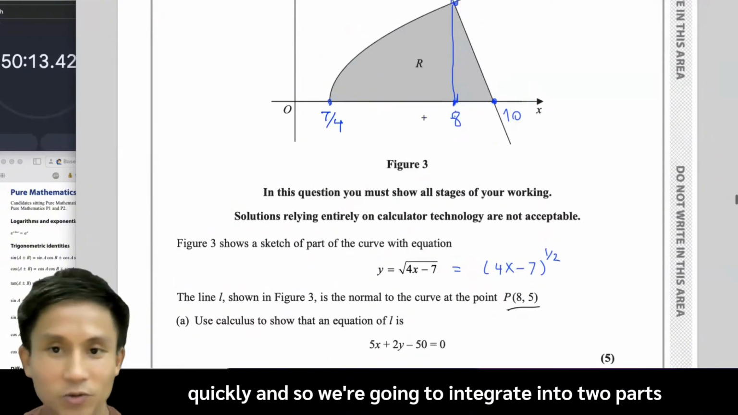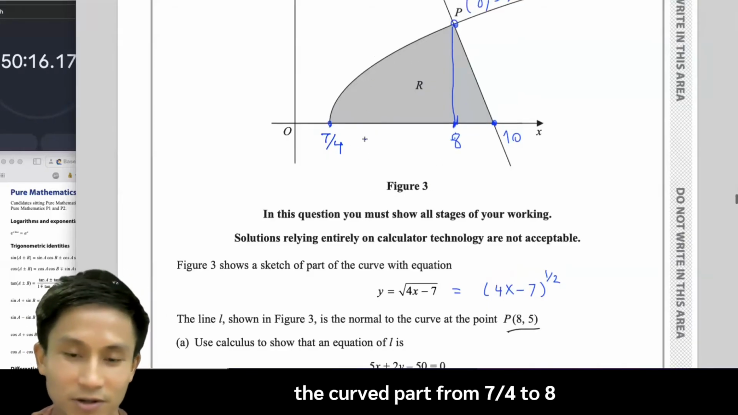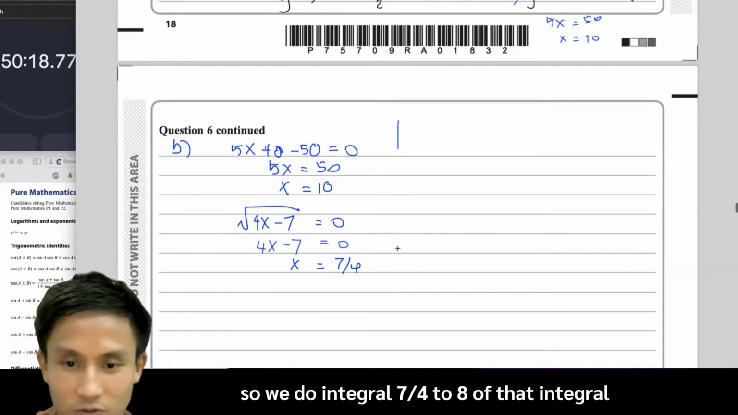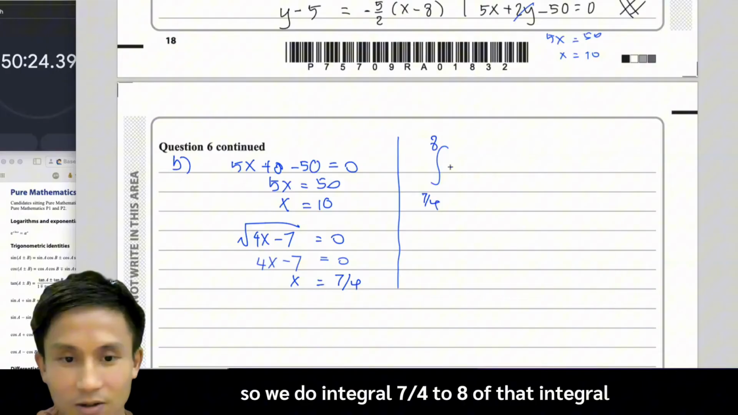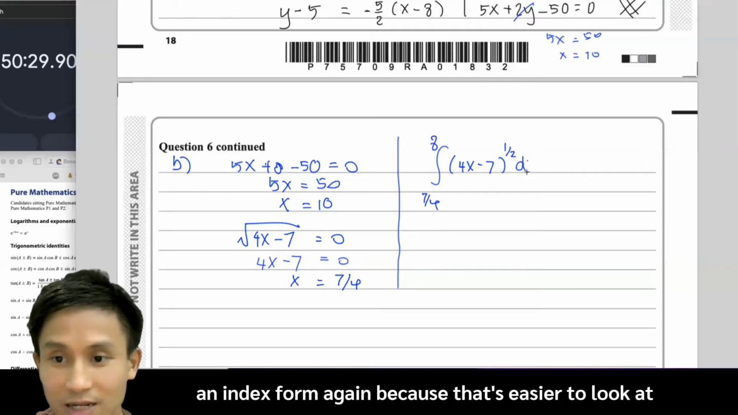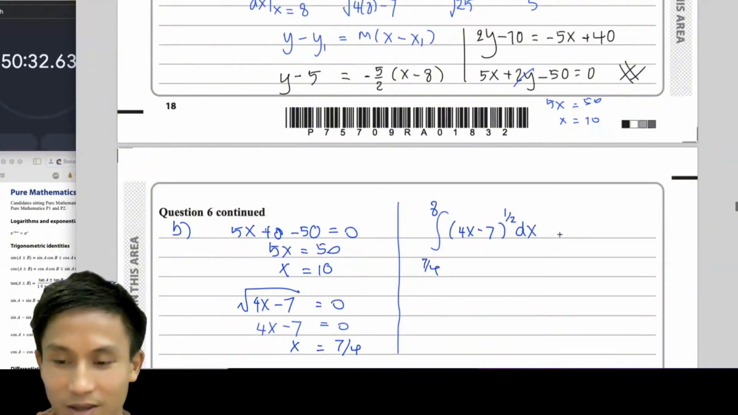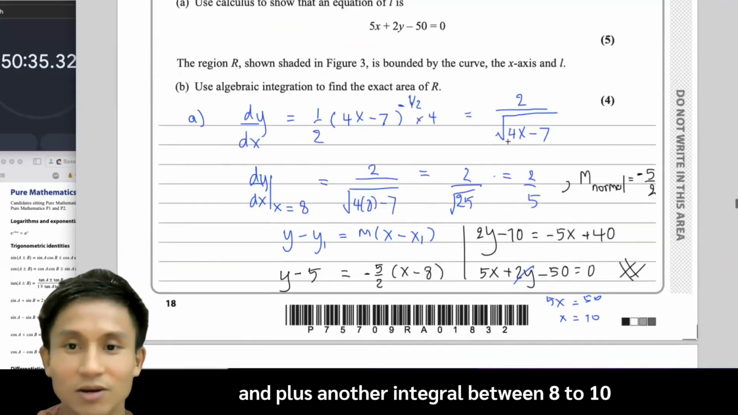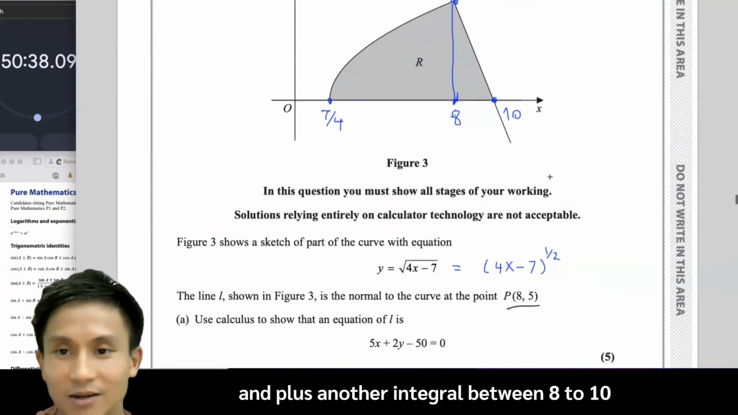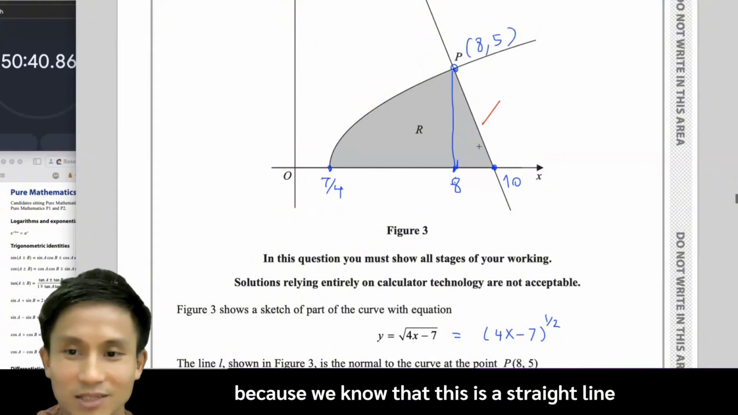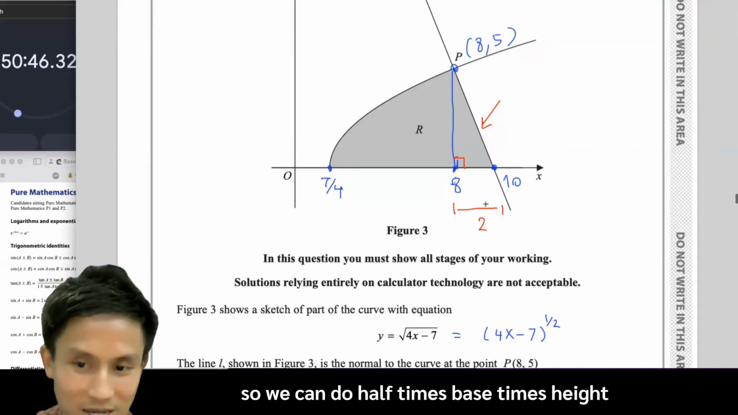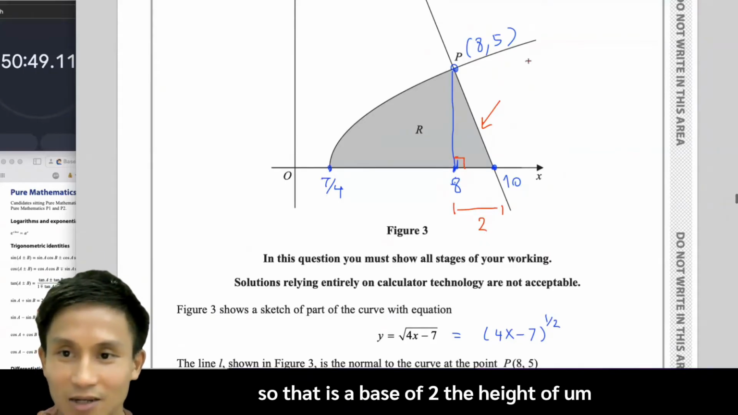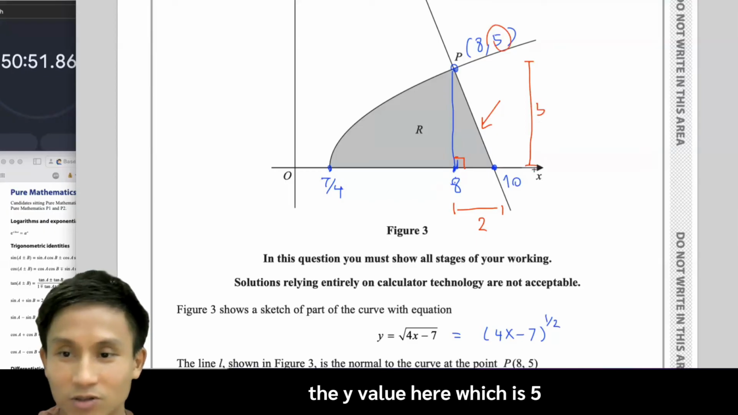Quickly. And so we're going to integrate in two parts, the curve part from 7 over 4 to 8. So we do the integral from 7 over 4 to 8 of that. I'm just changing it to an index form again because that's easier to look at. And plus another integral between 8 and 10. But you don't need to do an integral because we know that this is a straight line that is a right angle triangle. So we can do half times base times height. So that is a base of 2, the height of the y value here, which is 5.